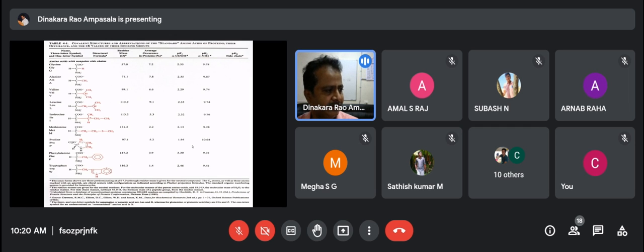Here you can see different types of amino acids by their name, 3-letter code and 1-letter code. You can see their structure, their pK1 and pK2 values, and their average occurrence in a protein. The occurrence in proteins is also calculated. For example, in this table you can see leucine has the highest occurrence in any proteins.